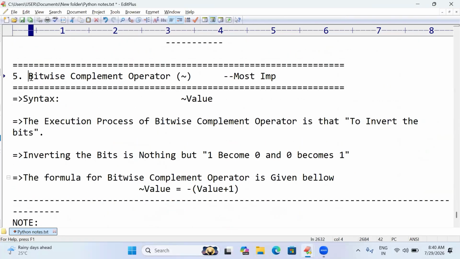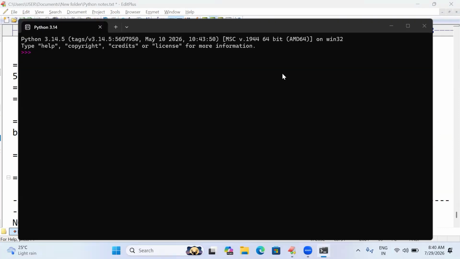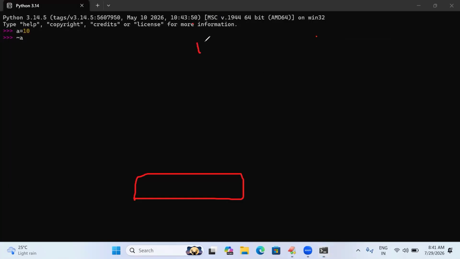So let's see the practical examples of the bitwise complement operator, which is most important. Now I'm opening the Python command prompt. See here, this is my Python command prompt. Now I'm going to declare like this: a is equal to 10, and I'm going to use negation a, or tilde a. Before executing that negation a, I'm going to do this. See, the formula of the bitwise complement operator is negation value is equal to minus of value plus 1. Here the value is 10, right?